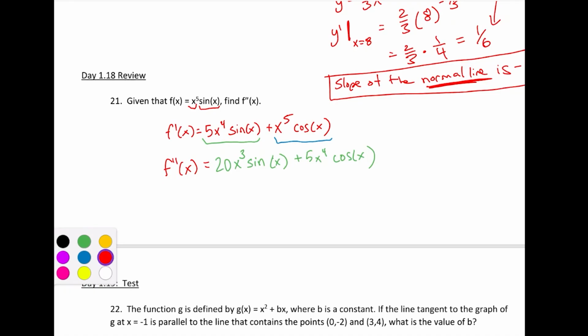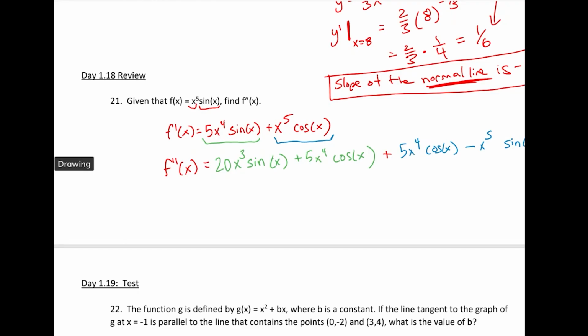Then we are going to have plus, and we're going to do product rule again for the stuff that I've got underlined in blue. Derivative of x to the 5th is 5x to the 4th times cosine x plus x to the 5th times, it really would be negative sine x. If you want to leave it like this, that's fine. Make sure you have the parentheses so it doesn't look like you're subtracting. But to be on the safe side, I would just rewrite this plus as a minus, and then you don't have to worry about it. And there you go. Here's your answer for 21.